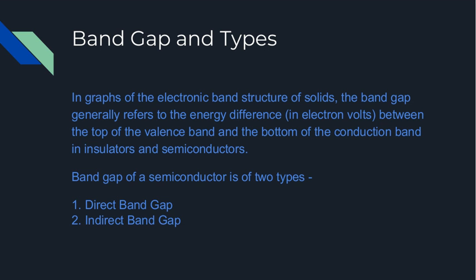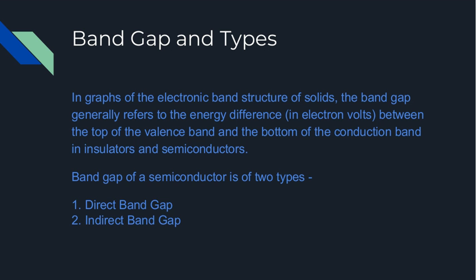In non-metals or semiconductors, the valence band is the highest range of electron energies in which electrons are present, and the conduction band is the lowest range of vacant electronic states. The band gap of semiconductors is of two types: direct band gap and indirect band gap.